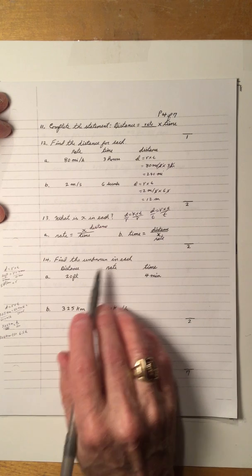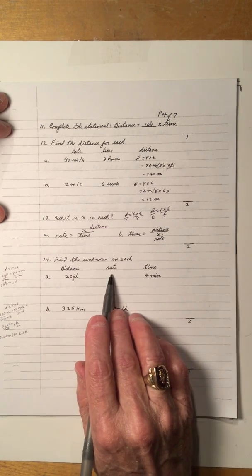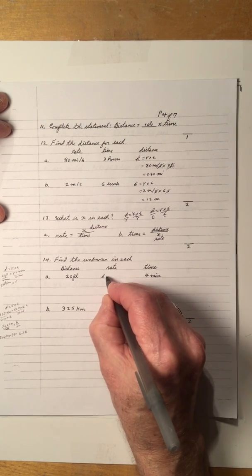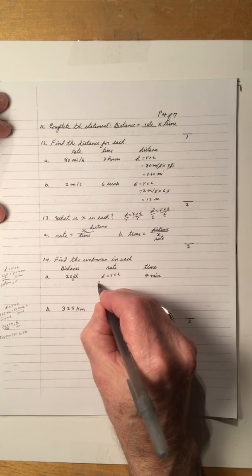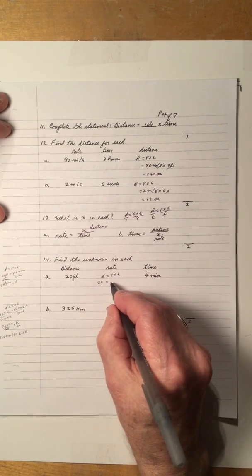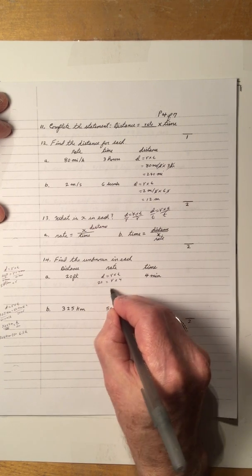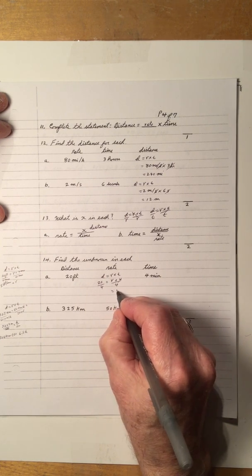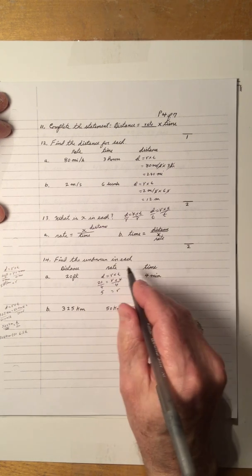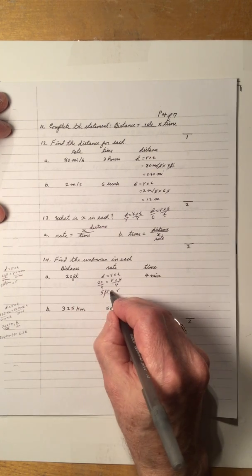Find the unknown in each. In A, I have a distance and a time, but I need my rate. So distance equals rate times time. So the distance is 20. The rate I have to find, and my time is 4. So if I divide by 4, 4's cancel, R equals 5. So the rate is 5 feet per minute.